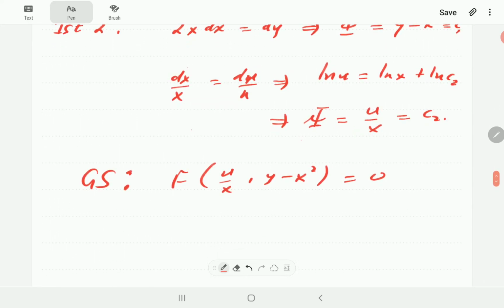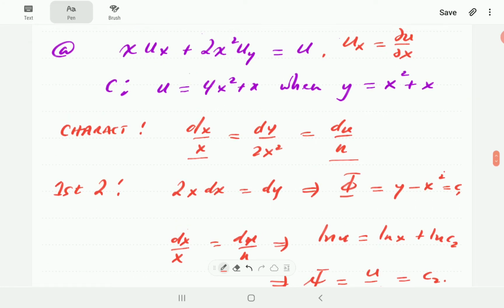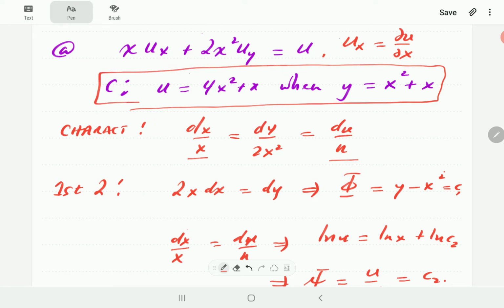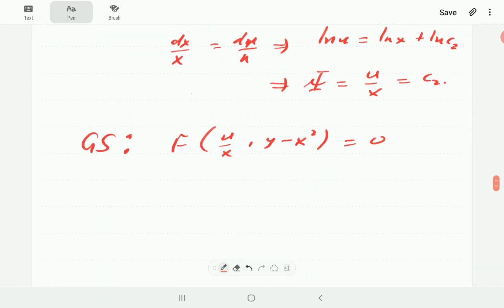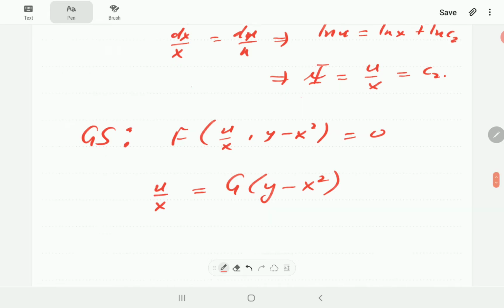Now we want to find the particular f so that this solution satisfies this given curve here. Now we said the way to do this is to express this as a function of phi. So what we're going to do is this we can write as this equal to a function of that. So we can write this as u over x equal to g of y minus x squared.